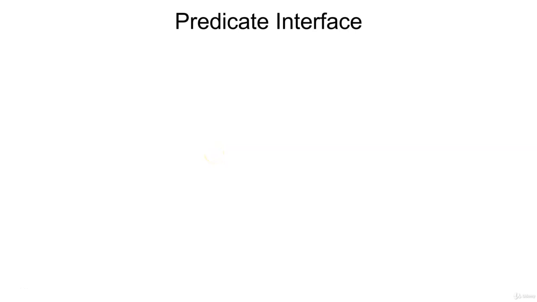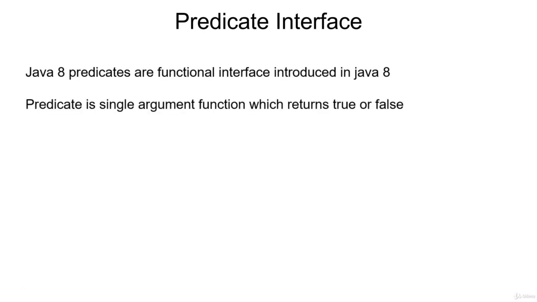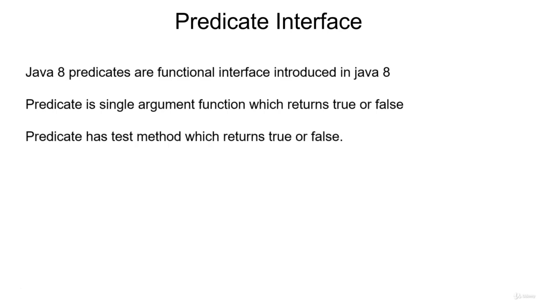In this video, we will discuss the Predicate interface. Java 8 Predicates are a functional interface introduced in Java 8. Predicate is a single argument function which returns true or false. Predicate has a test method which returns true or false. So a predicate is a simple statement. On the basis of arguments, it determines whether the result is true or false.